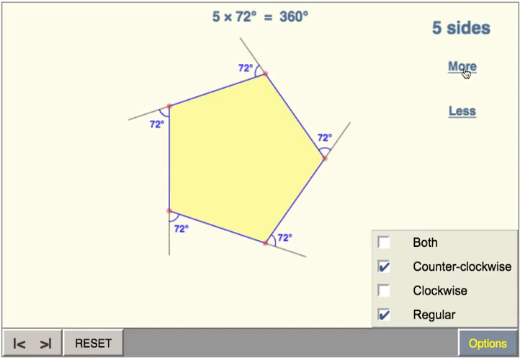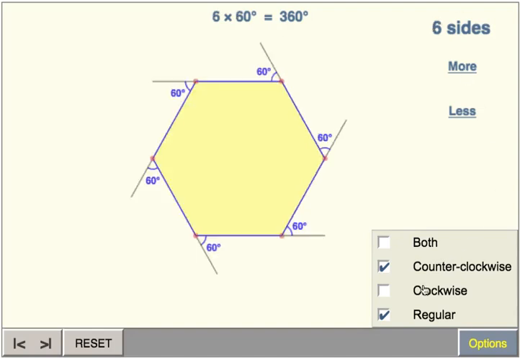Let's try it with another polygon. Let's say I have 6 sides. If it's a regular polygon here, then I can take that 360 total, that's always got to be the case, divided by the number of sides, and it'll give me 60 degrees. That's the number of degrees in each angle.